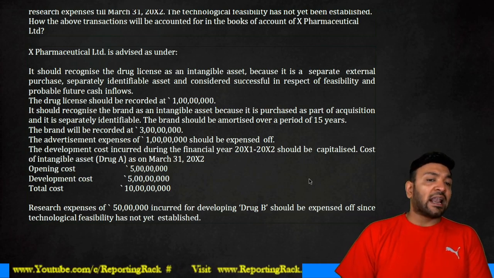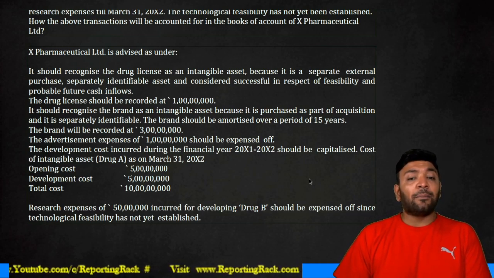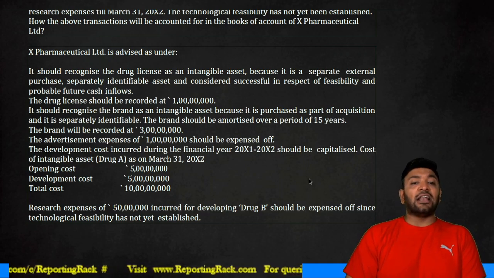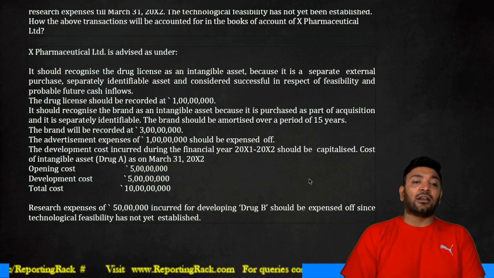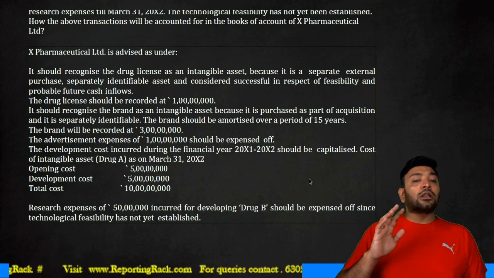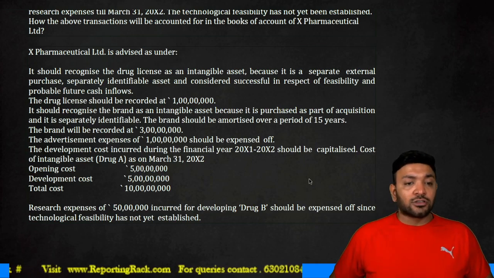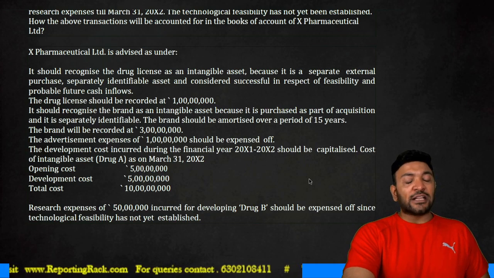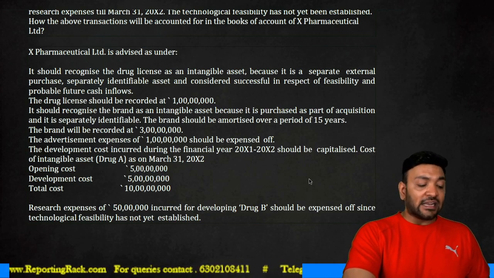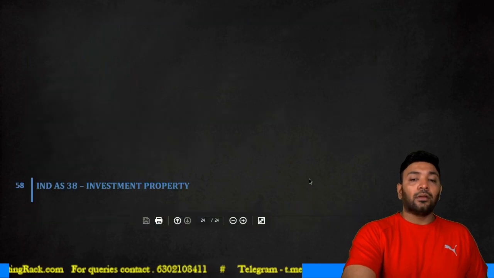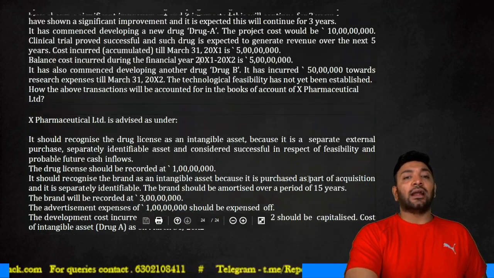Advertisement expenditure 1 lakh should be charged off. Development expenditure for 2021-22 should be capitalized. So the value of 5 crores is eligible to be capitalized on drug A. Next year, another 5 crores to be capitalized. Finally, the total cost of the drug is 10 crores. Research expenditure of 50,000 rupees on drug B should be expensed off because the technical feasibility has not been met. And that will bring us to the end of discussion.